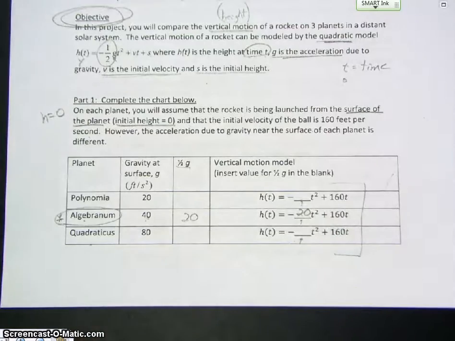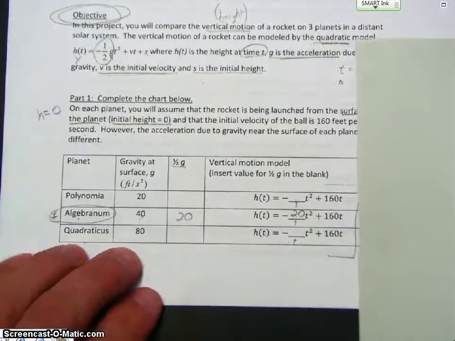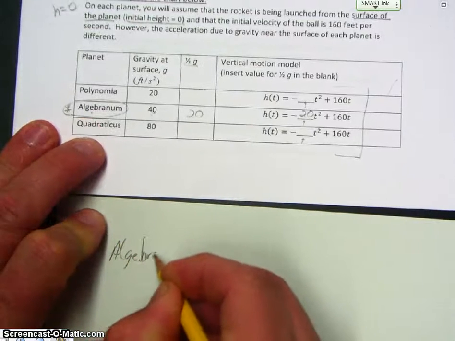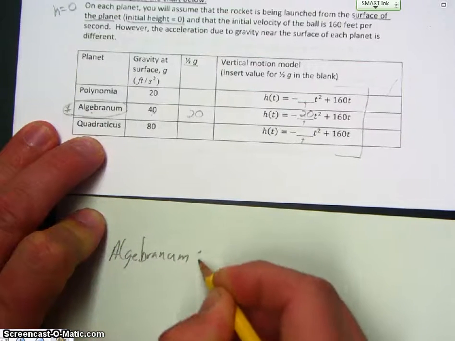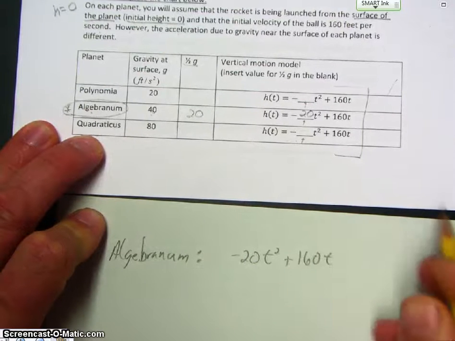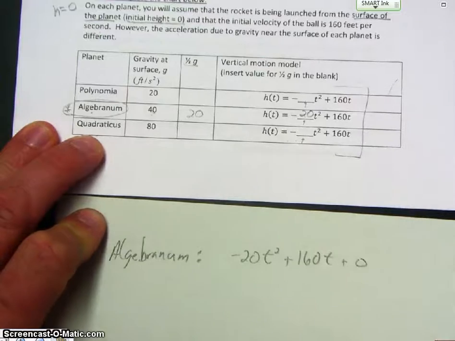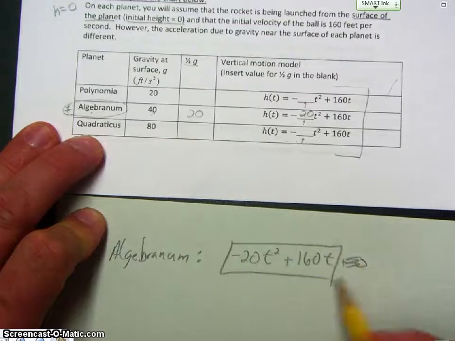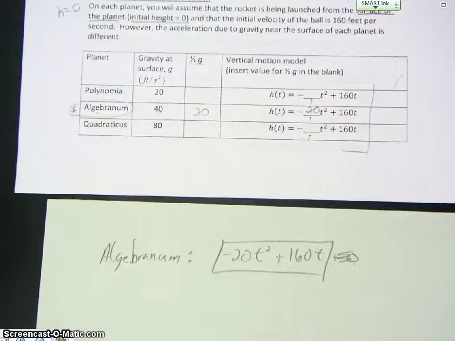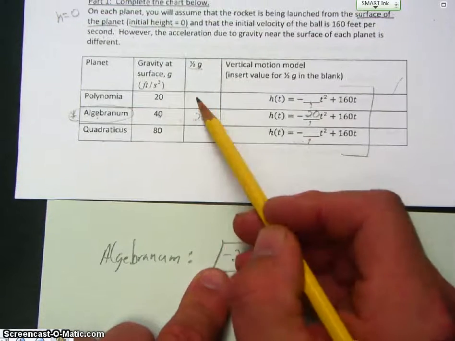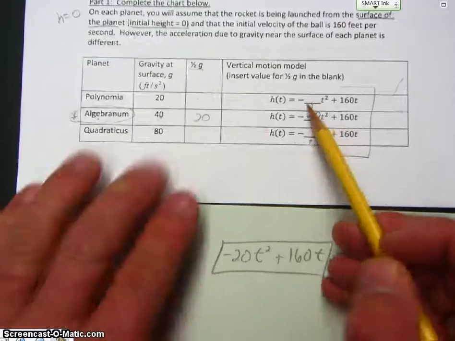So my equation I'm using for Algebranium is this. It is -20t squared plus 160t. And here, you can put plus 0 if you want, because we're launching it from the ground. So we don't show the 0. So this is the equation for Algebranium. So you're going to do the exact same process of what I did here for these 2. In other words, you're going to take half of that, goes here, and whatever you have here, you just go ahead and plug it in there.